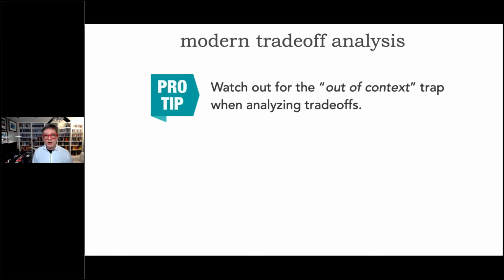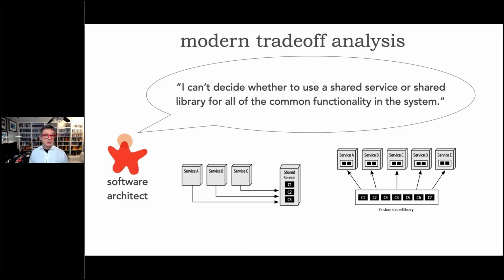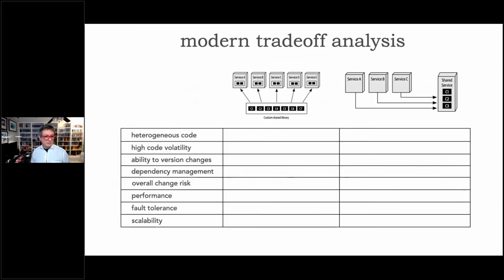The first of these is: watch out for the out-of-context trap when you're analyzing trade-offs. One of your instincts as an architect is to do a deep analysis every time you bump into a problem. Here's a great example, one that we talked about earlier, maybe one of the first ones that made you really start scratching your head. It's like, ooh, that's a nasty question. I can't decide whether to use a shared service or a shared library for all the common functionality in the system. This is a common conundrum in microservices architectures, because all of my services need this functionality, but should I make that a service and make calls to it and incur latency, or should I make a shared library and couple to it? The way you do all trade-off analysis in modern architectures is what we call a qualitative analysis.